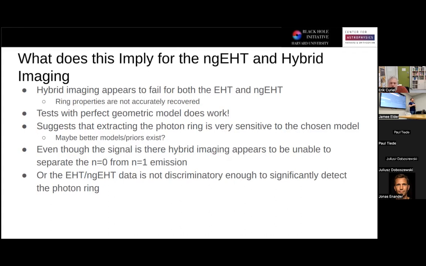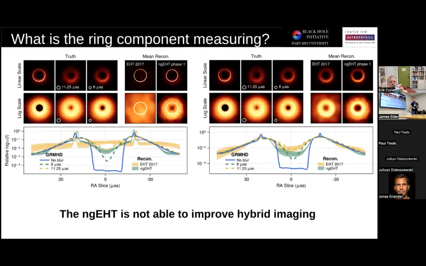Sounds good. I was curious, so if you go back to your last plot, is there sort of an optimal ring thickness for any given instrumental configuration?